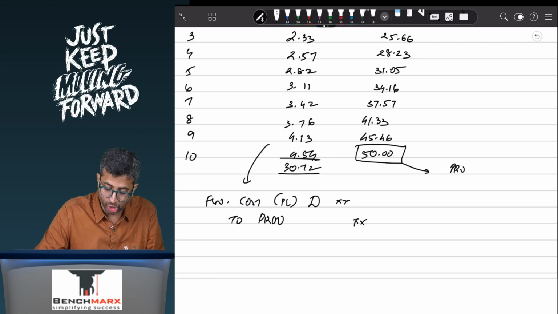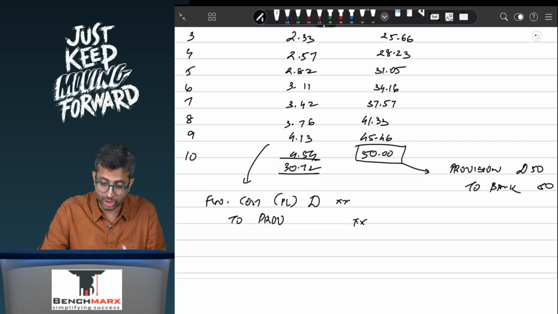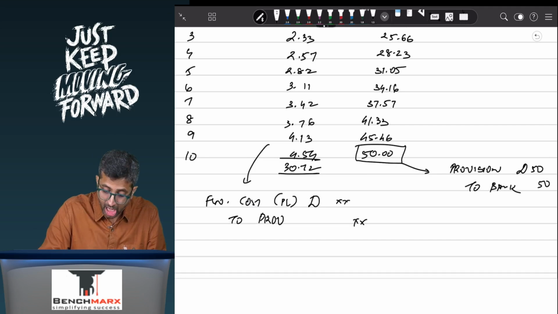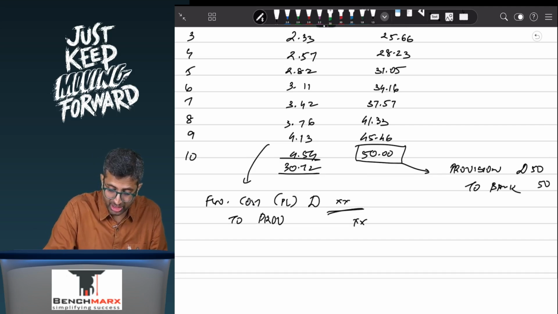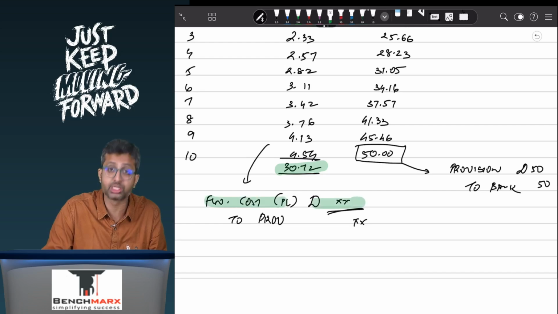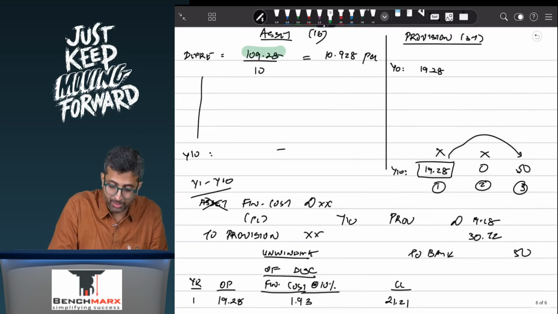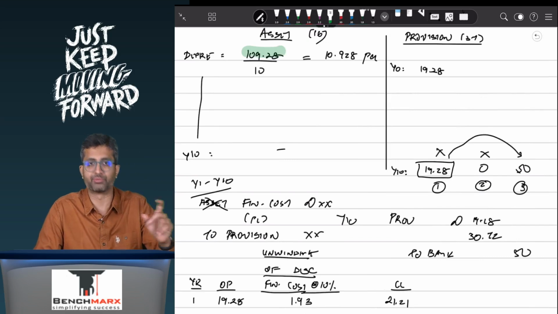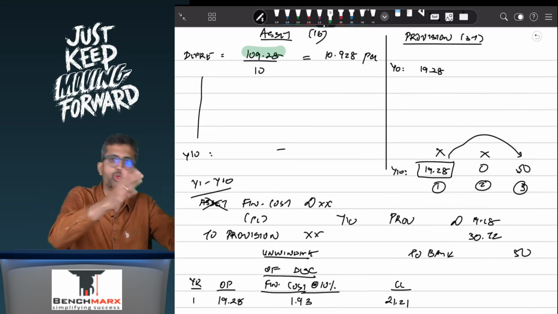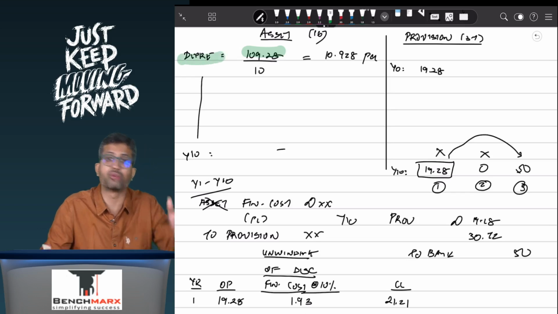And ultimately, when you actually spend that 50, you will not take anything else to the P&L. So this will be provision account debit to bank, which is 50. Sir, but it has to go to the P&L. It must have gone to the P&L. Sir, how much must it have gone to the P&L? Well, 30.72 must have gone to the P&L in the form of finance cost. And further, asset got depreciated at 109.28 instead of 90. So that 19.28, which was added into the asset, must have gone to the P&L in the form of depreciation.